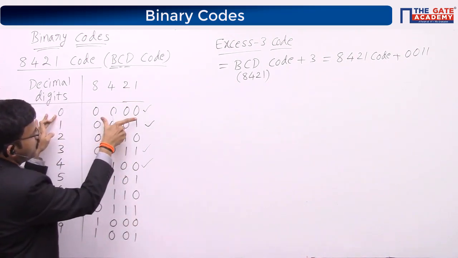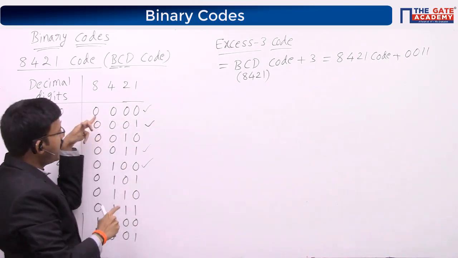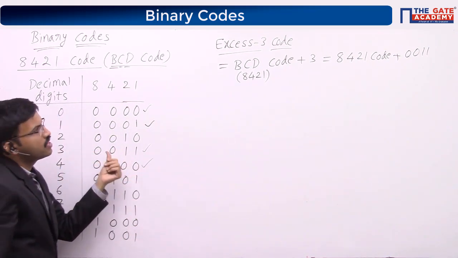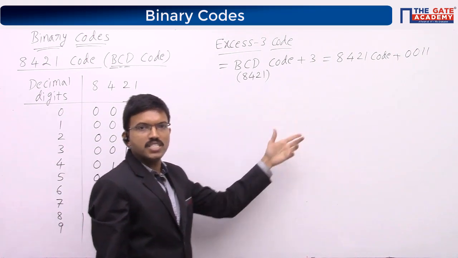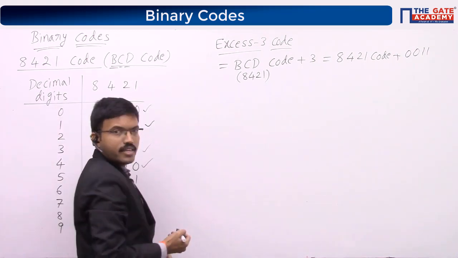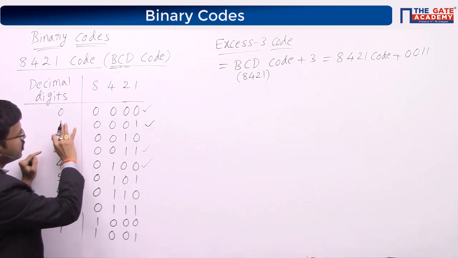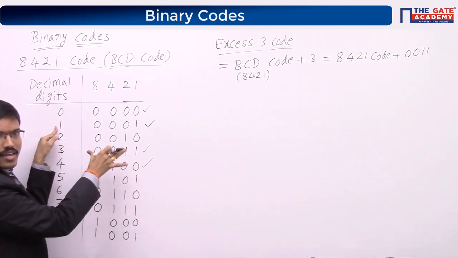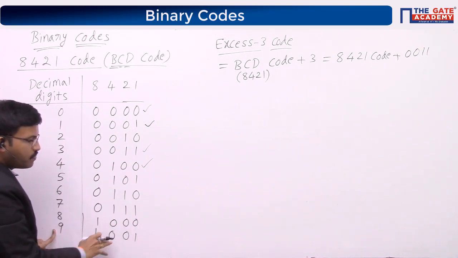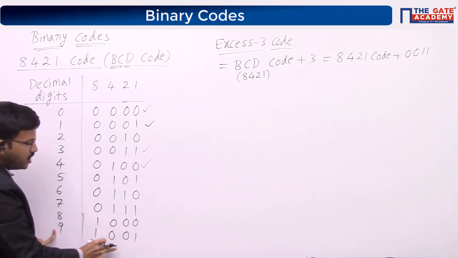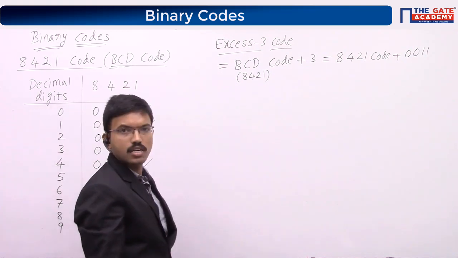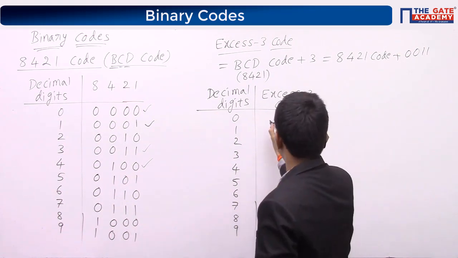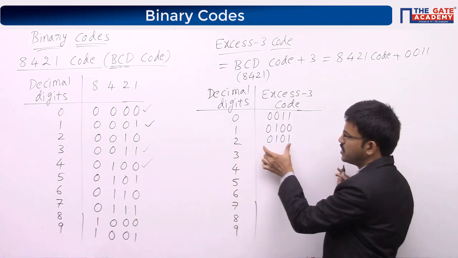0 is nothing but what? Here you are having BCD code as 4 zeros. Add 3 to it, you will get 0011. That means 0011 is the XS3 code representing decimal digit 0. Like that, just add 3, so for 0 you will get 0011, for 1 you will get 0100. Like that, for 9 plus 3, that means 12, nothing but 1100. Like that, complete the tabular form. Just add 3 to it and represent in binary.